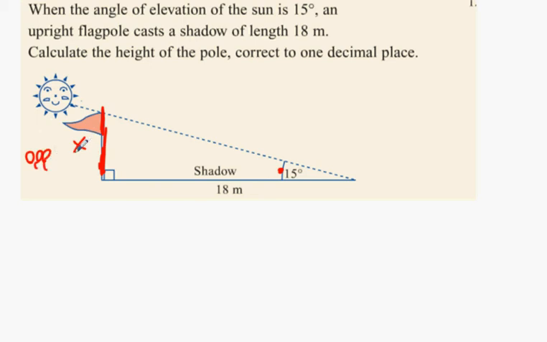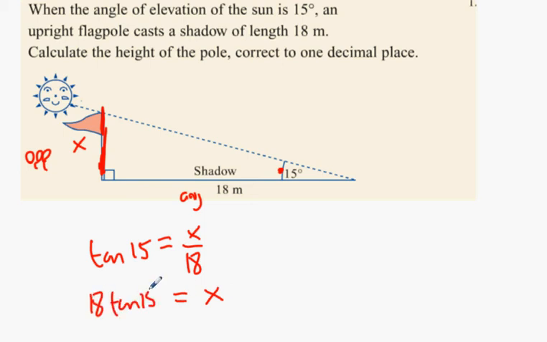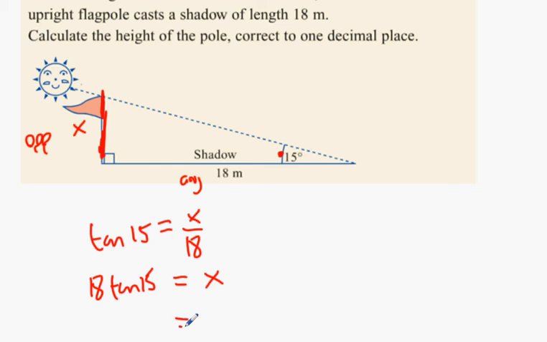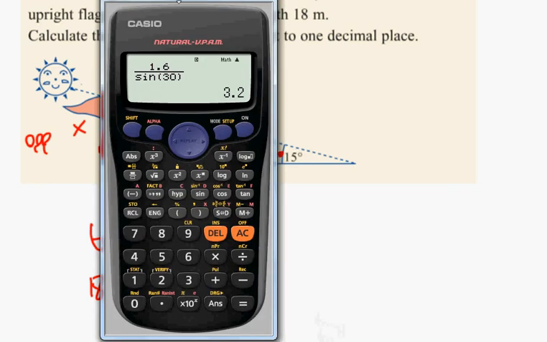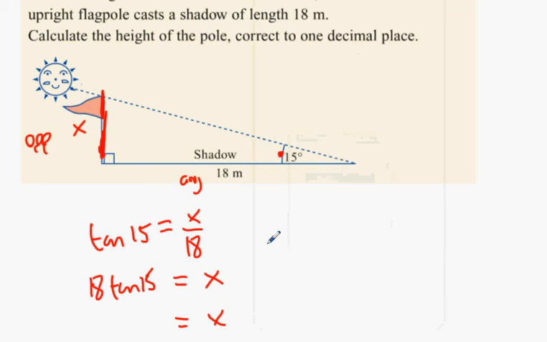Opposite is X. Adjacent is 18. So what function do we use? Tan 15 equals opposite over adjacent. And then the answer, which is, in the calculator, to 1 decimal place, 4.82 to 1 decimal place, 4.8 meters. Okay guys.